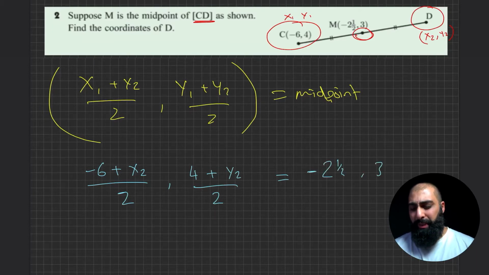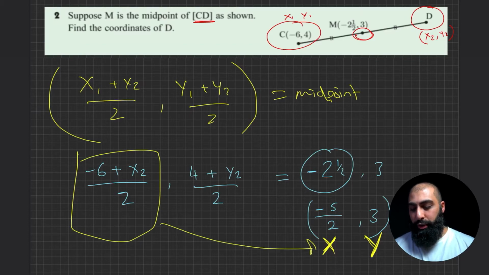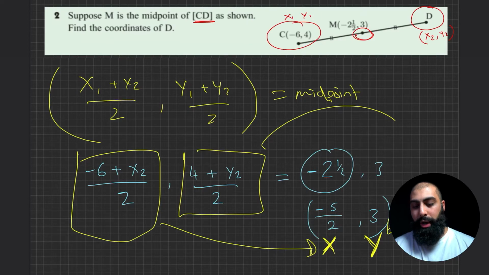Okay, it might just be easier in this instance to make this into an improper fraction, so that will give me -5 over 2, comma 3. That's what I'm looking to get. Okay, so let's see if we can try to figure this out. Bear in mind that this is my x value and this is my y value. So I'm just going to be focusing on each component. So I'll do the x first, and then I could go ahead and do the y.